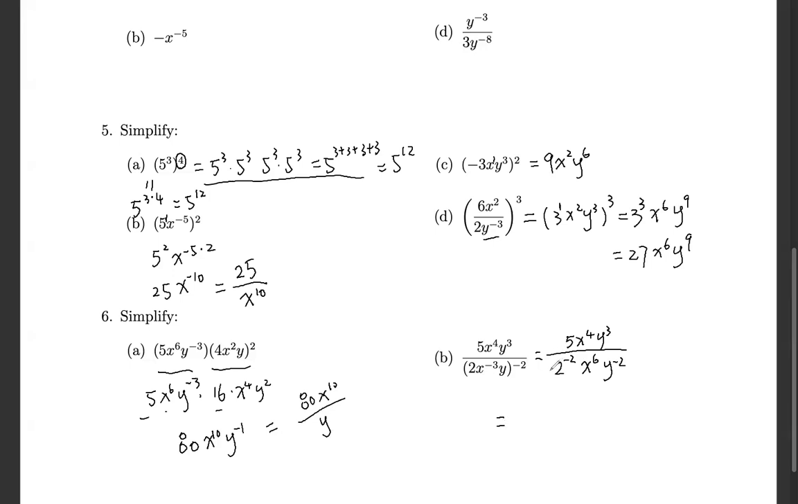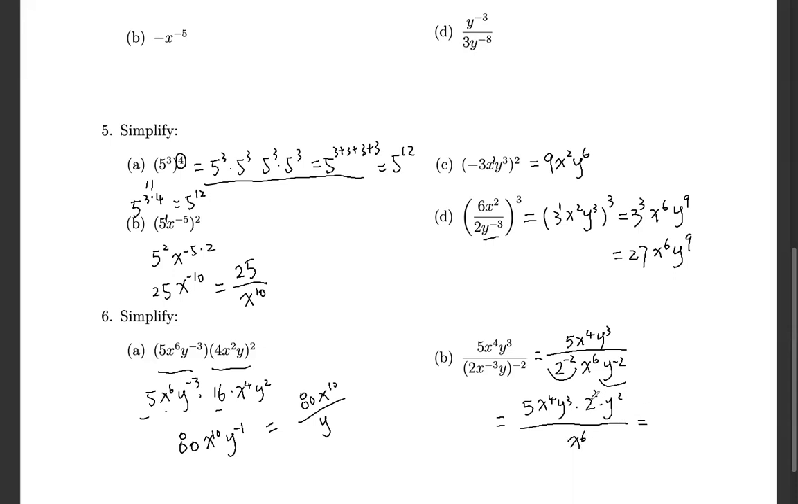Now, negative exponent will flip into the numerator. So we have 5, x raised by 4, y 3. Now, 2 raised by -2 becomes 2 squared in the numerator. Y raised by -2 becomes y squared in the numerator. All divided by what's left in the denominator, only x raised by 6.